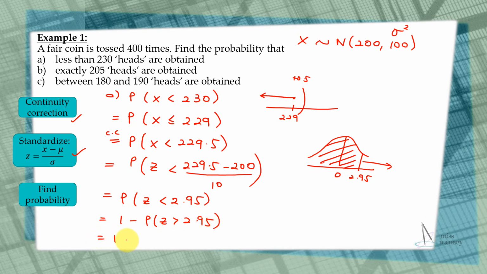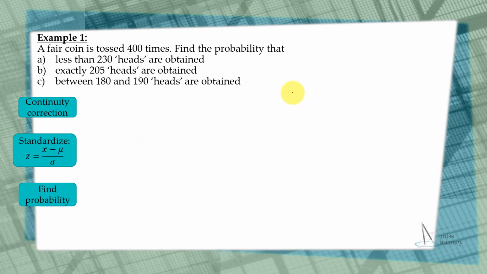So this is 1 minus 0.00159, which will give us 0.99841. Okay, so that is for part A. So now let us see B.